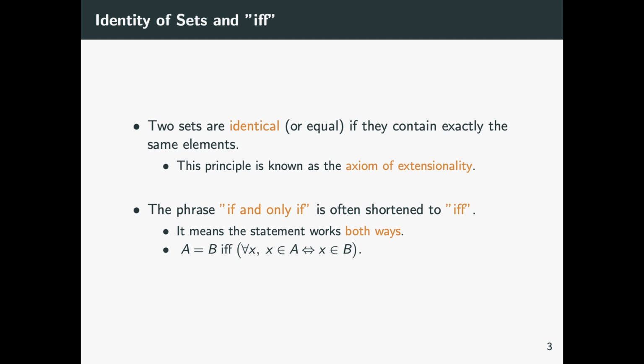Next, let's look at what it means for two sets to be identical. Two sets are considered the same or equal if they contain exactly the same elements. Mathematicians refer to this principle as the axiom of extensionality, which simply states that if two sets have the same members, they are the same set.